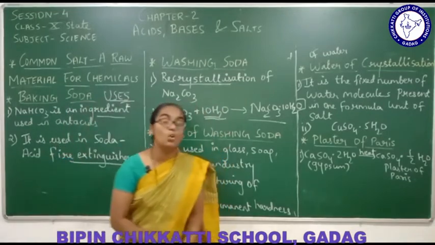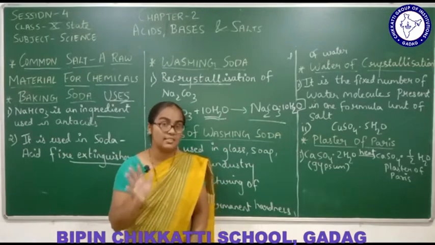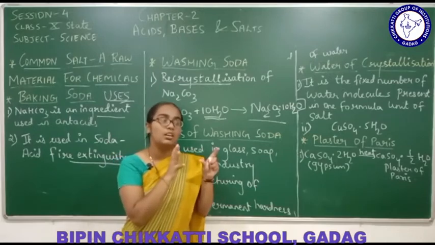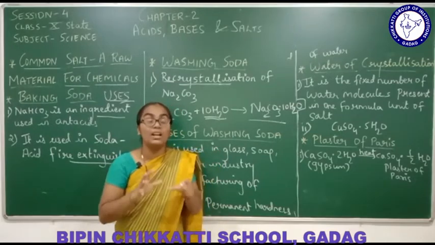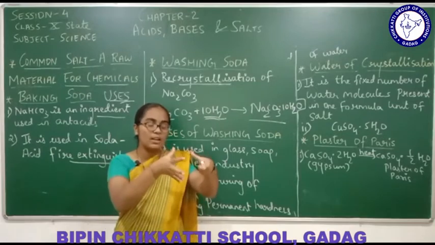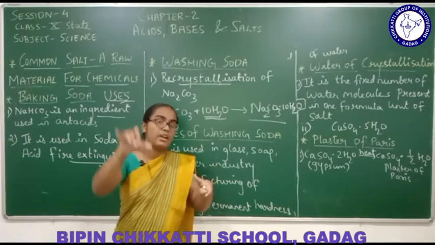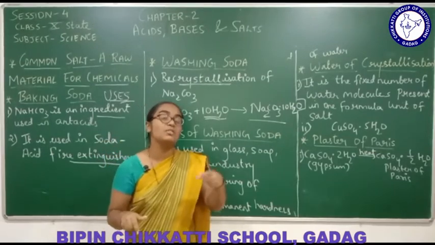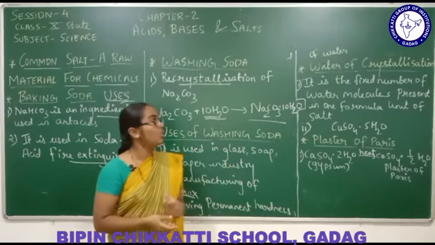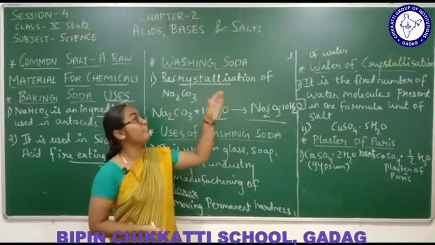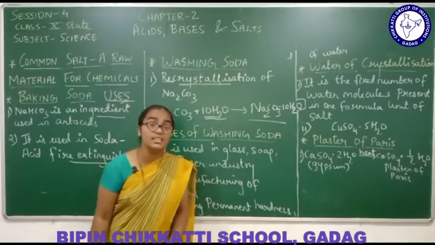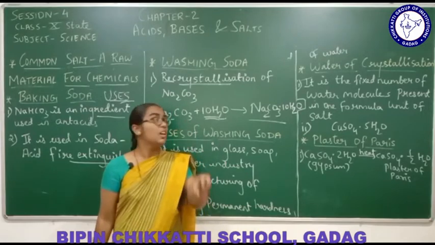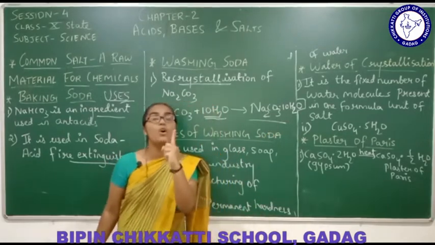Now let's go towards the water of crystallization. Water of crystallization is nothing but some amount of water associated with one formula unit of salt. If I am taking one formula unit of salt and adding water molecules, that can be said to be the water of crystallization present in that particular salt. Okay, let's see what it is. It is a fixed number of water molecules present in one formula unit of salt.